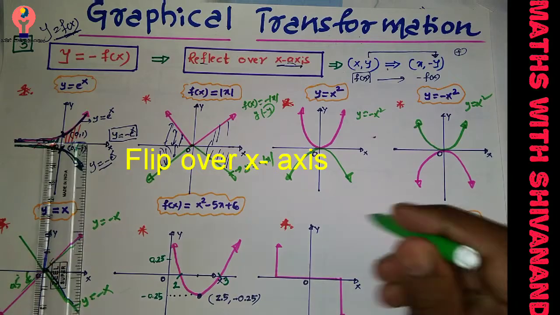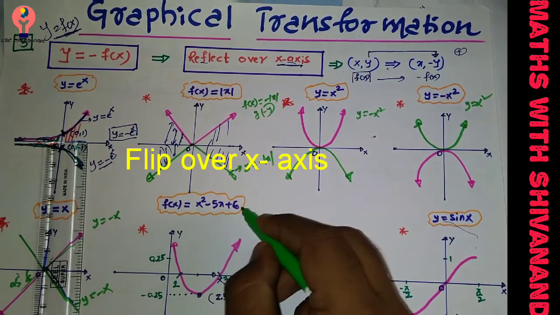Now listen, next point. So this is f of x equal to x square minus 5x plus 6.